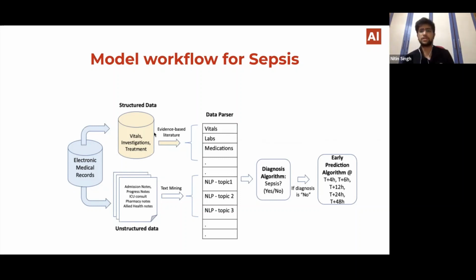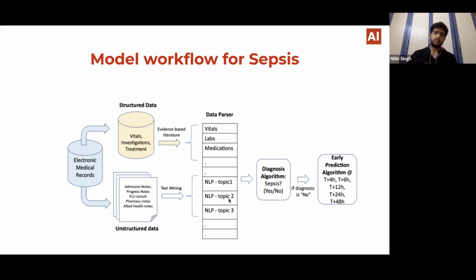Structured data is in the form of vitals, labs, treatments, medications, and all the other diagnostic conditions. These are all in the form of structured data. Unstructured data is in the form of notes, so as you understand, NLP is important. So admission notes, progress notes, pharmacy notes, all these other different note types. You take into consideration all of these things together.